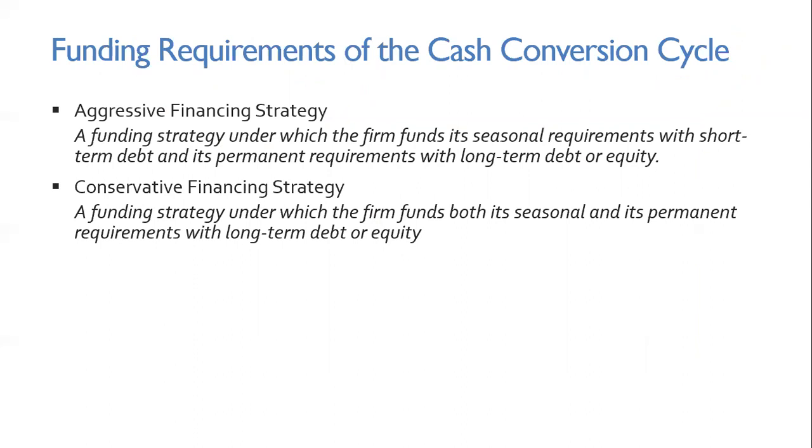A financing strategy is aggressive if the firm funds its seasonal requirements with short-term debt and its permanent requirements with long-term debt or equity. Conservative, on the other hand, if the firm funds both its seasonal and permanent requirements with long-term debt and or equity. Let's illustrate this with a simple example.